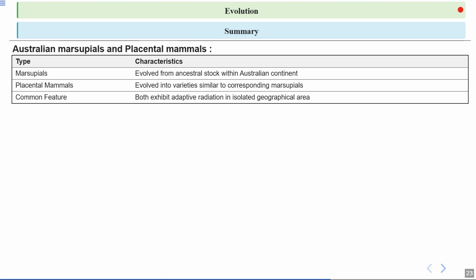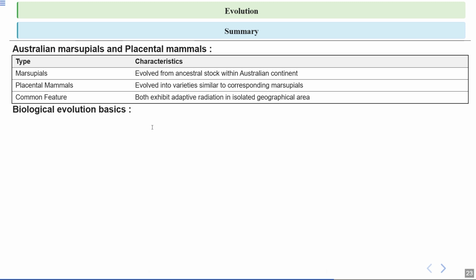What is the common feature? Both exhibit adaptive radiation in an isolated geographical area. In both of them, adaptive radiation occurred independently. Clear? In an isolated geographical area, and because of this, the placental mammal varieties were similar to corresponding marsupials. So this becomes an example of convergent evolution also.